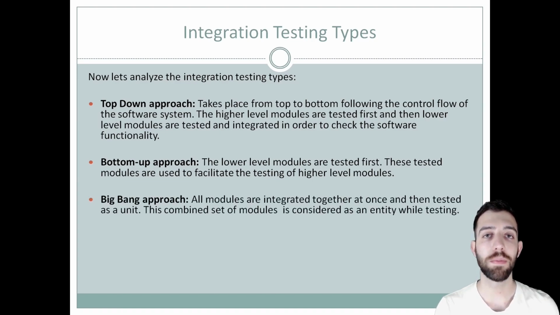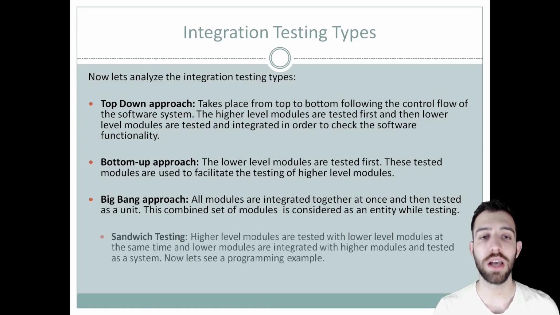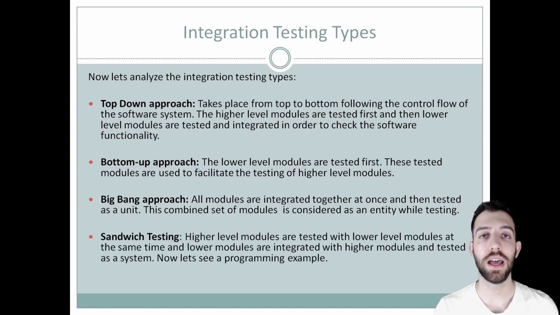Furthermore is the Big Bang approach, in which all the modules are integrated together at once and tested as a unit. And last but not least is the sandwich approach, in which higher level modules are tested at the same time as the lower level modules, and the lower level modules are integrated with the higher level modules and tested as a system. Now let's see a programming example.